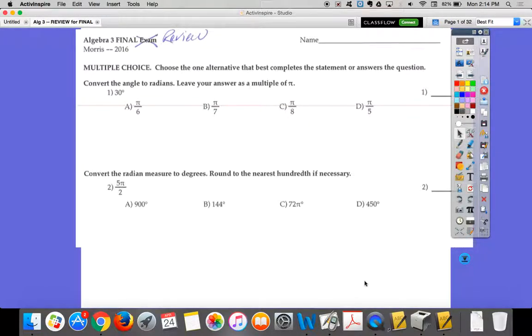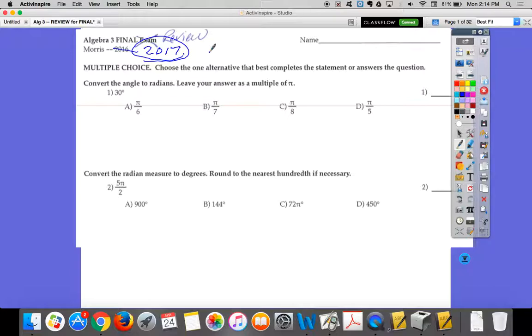Okay, here's going to be our review for our final exam in Algebra 3, if you happen to take this. We're going to work 34 of these problems listed. We didn't finish the last chapter, so we're not going to get to those. And so we should be able to follow through this, go over it, and make sure you're good to go for your exam. First thing, number 1, convert the angle to radians.